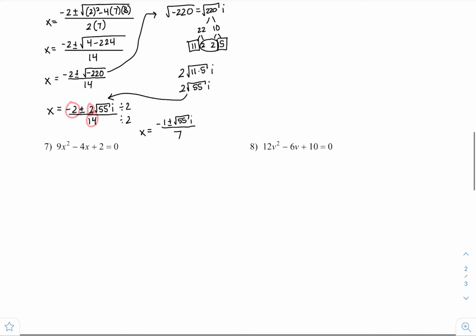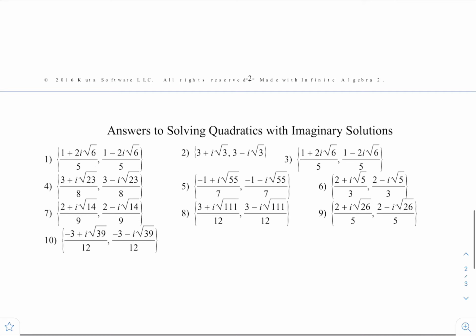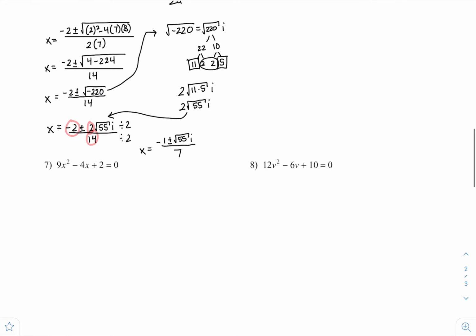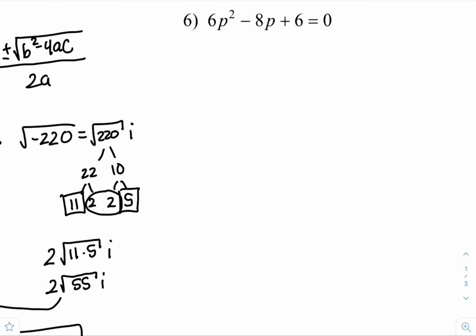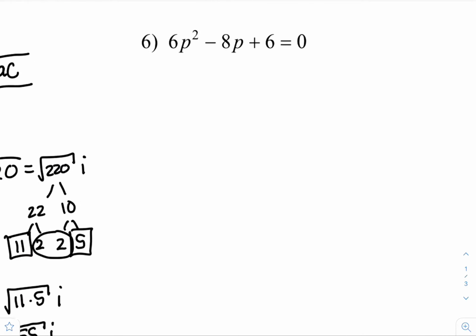And let's just make sure that is right. And that is the right answer. Okay. I'm going to bring my quadratic formula with me.